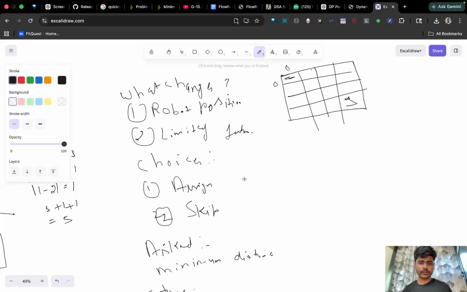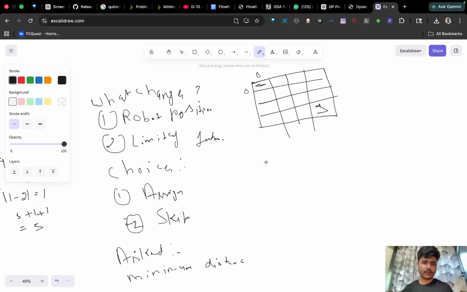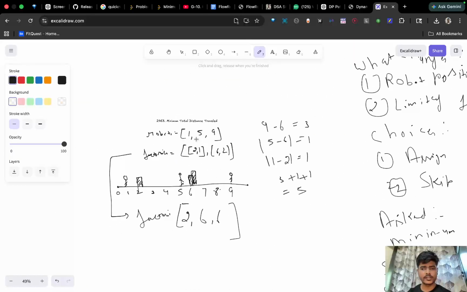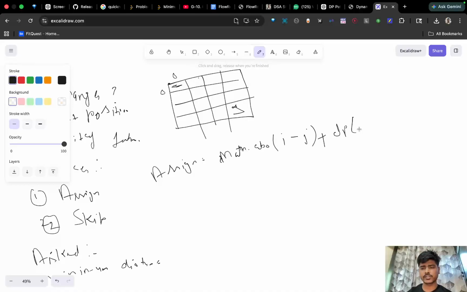For the recurrence relation, my assign is going to become, for the state i and j, since we are taking the absolute value of the positions of robots and factories, if I assign robot i to factory j, then my answer is going to be Math.abs(robot[i] minus factory[j]) plus the answer from the future, that is dp[i+1][j+1].